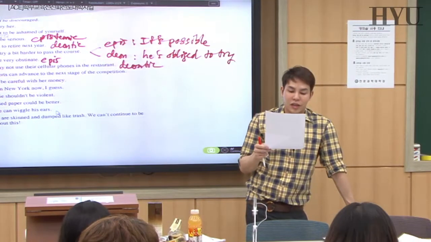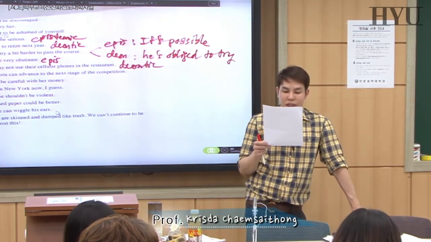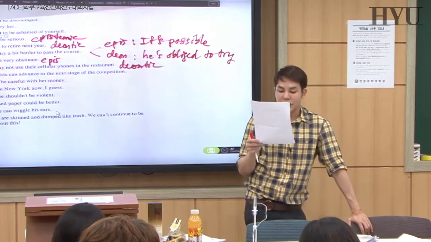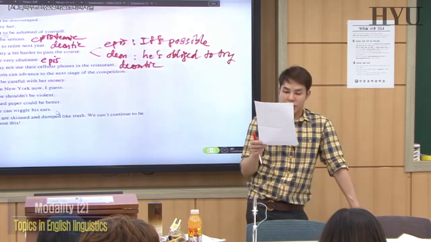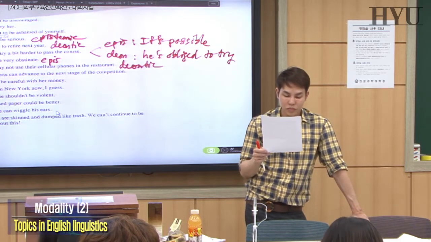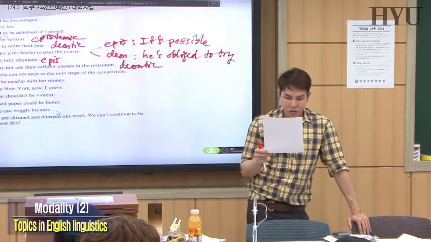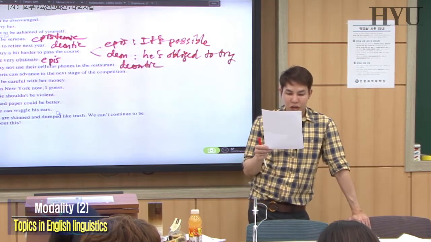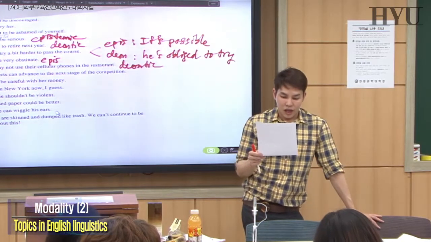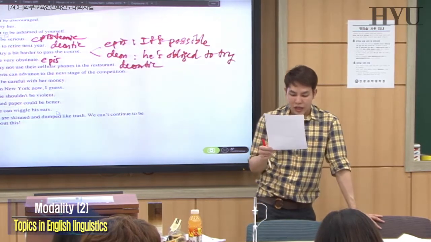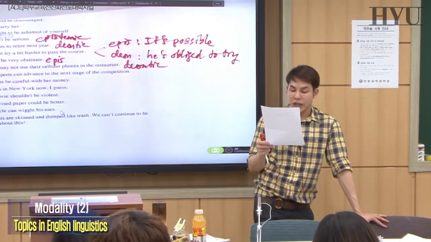Number V, the revised paper could be better, right? In this case, it's epistemic. It's possible that the revised paper will be better. It's possible. Number W, my uncle can wiggle his ears, meaning can move his ears. That is ability, right? So my uncle has the ability, so it's deontic, right?